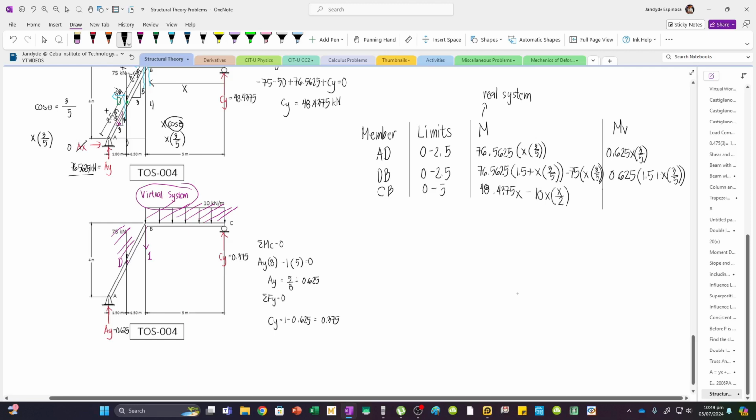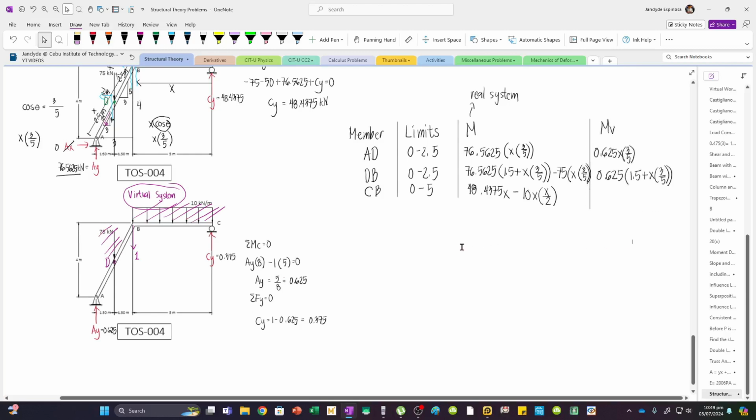And then next, I will just consider the right side. So from the right, patungo dyan. Again, what you will consider as your origins dito sa member, it has also to be consistent with the virtual system. Since this is from the right, then my equation for the virtual system must also be from the right. So this load causes a counterclockwise rotation about the cut right here. So we have to use plus, so 0.375 multiplied by X.